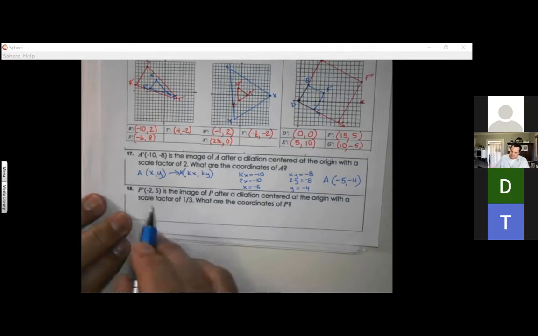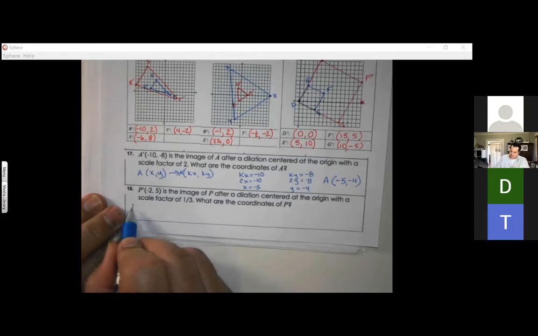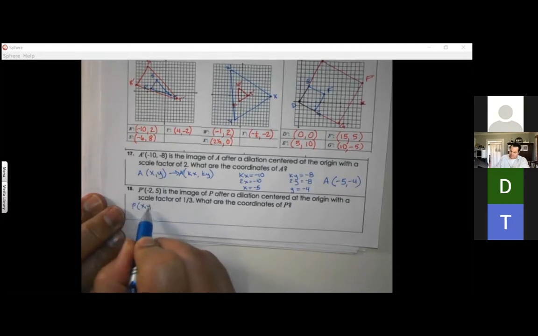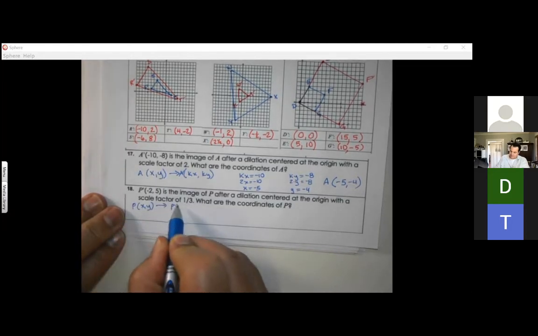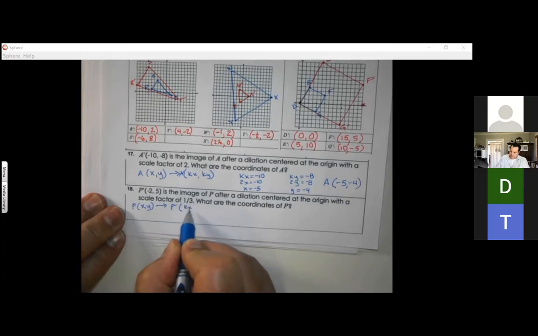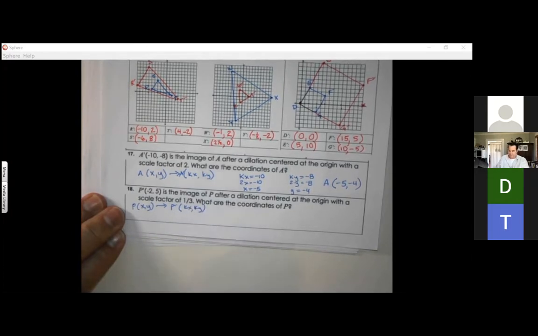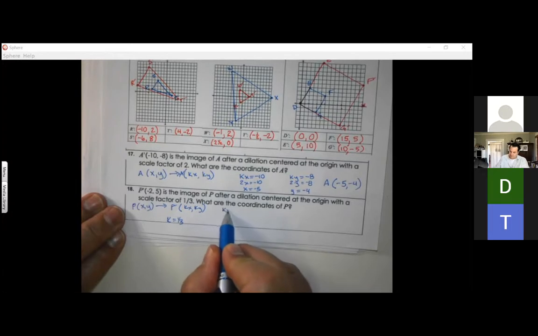Same idea for 18. So whatever the original point P is, x, y, P prime is going to be kx, ky. And they're telling us that k is 1/3. So we know that the result, the image, is supposed to be -2. We know that our k is 1/3.